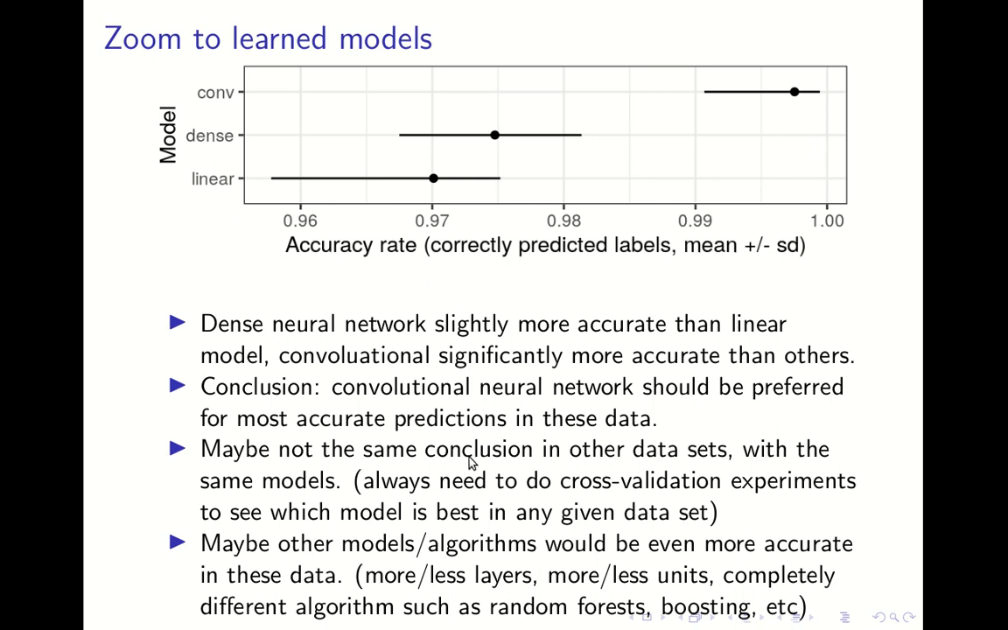Maybe even in other digit data sets, we would have different models which are working better. So we always need to do cross-validation experiments like this to see which model is best. And again, you probably want to try more than just a few models. A good rule of thumb is at least 5, 10 or 20 machine learning models to try if you're really concerned with getting good prediction accuracy.